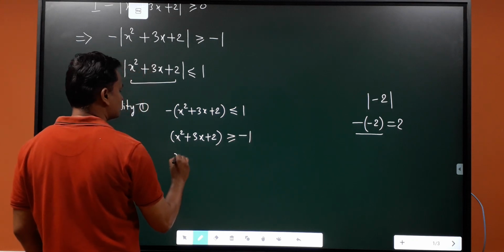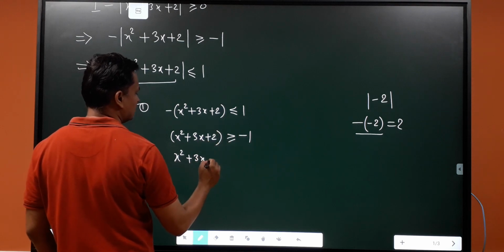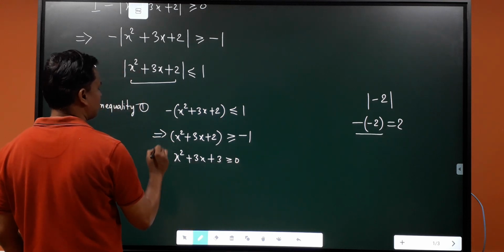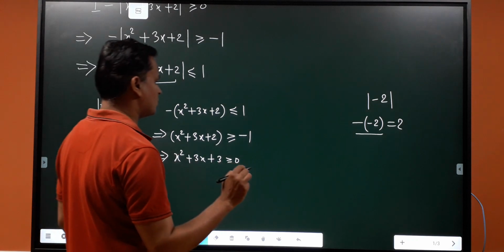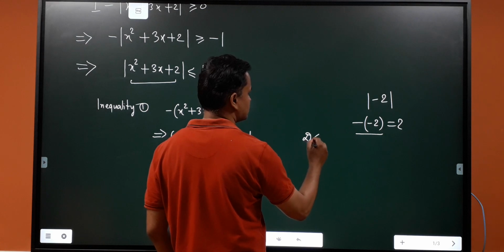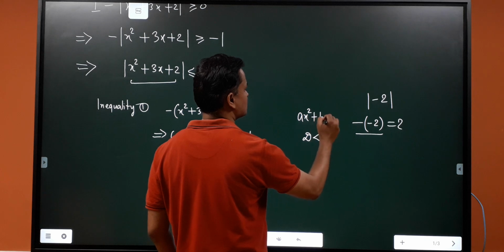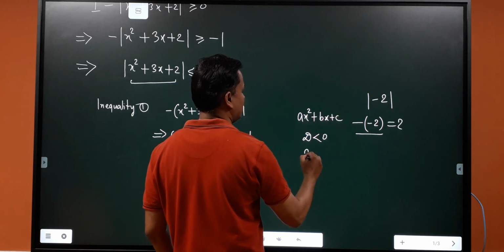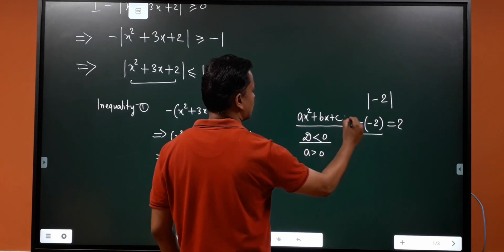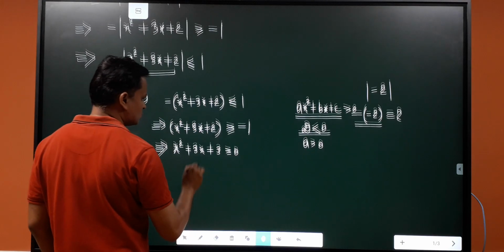Now if I bring this 1 to this side, it will be x square plus 3x plus 3 greater than or equal to 0. You might have studied in the quadratic equation topic that if a quadratic is like x square plus bx plus c, with the first coefficient a greater than 0 and the discriminant less than 0, then this function is always greater than 0. So we will check whether this function is also always greater than 0 or not.